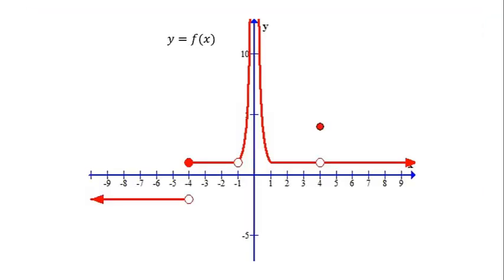Consider the function with the given graph. Take a second to find all of the places where you think this function has a discontinuity.